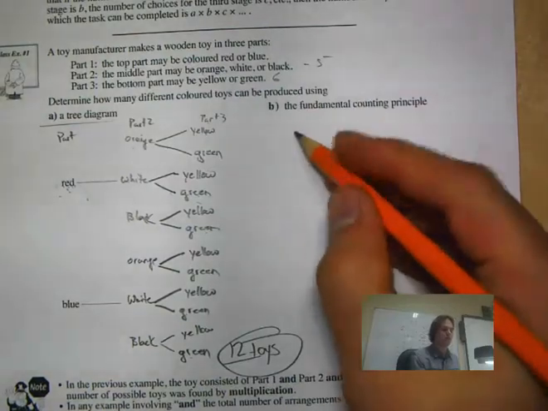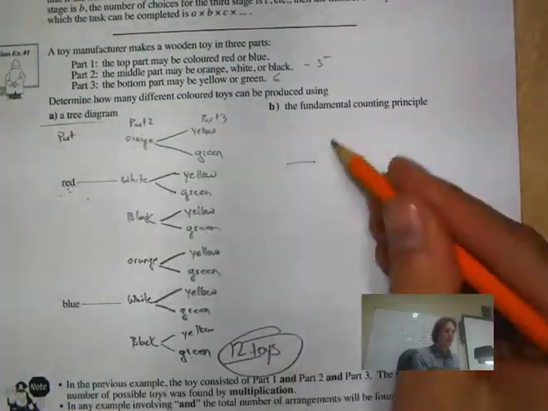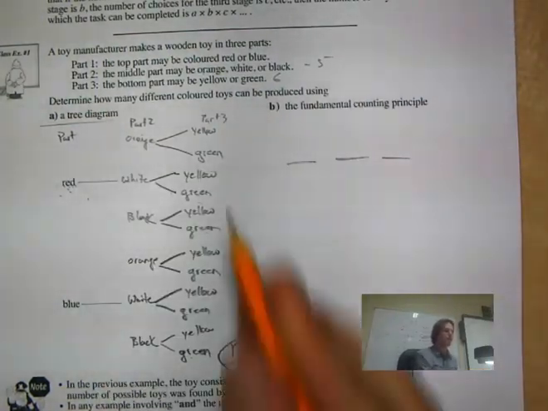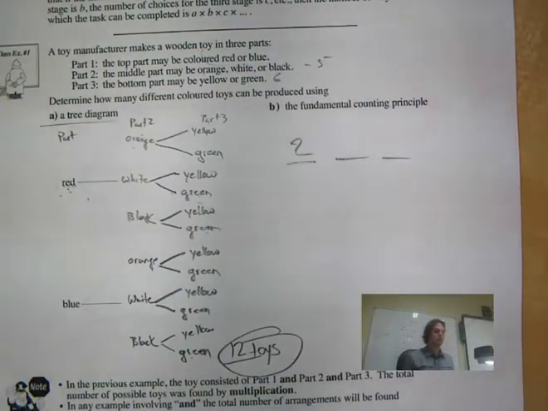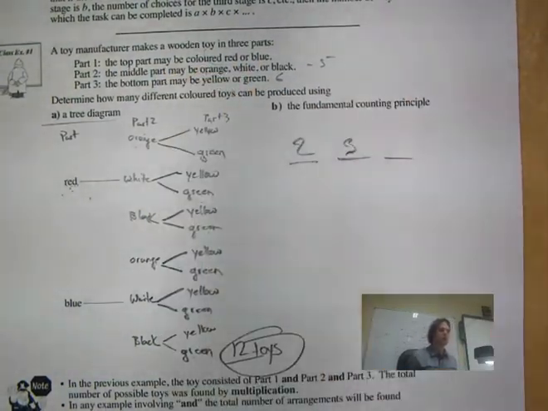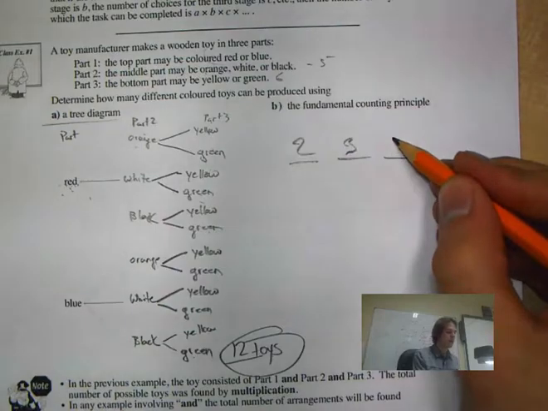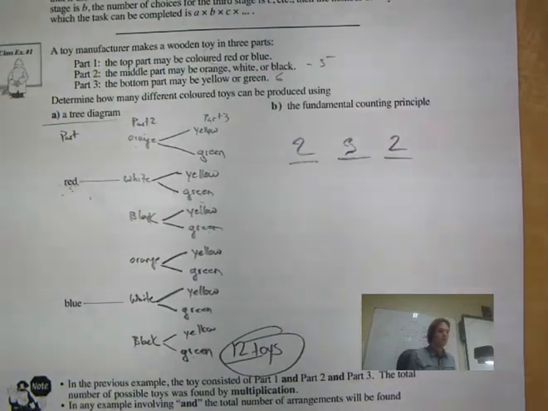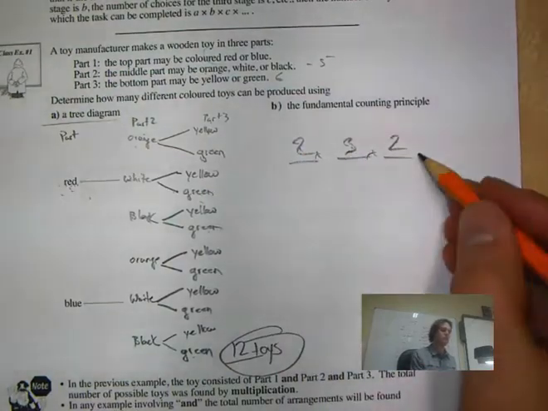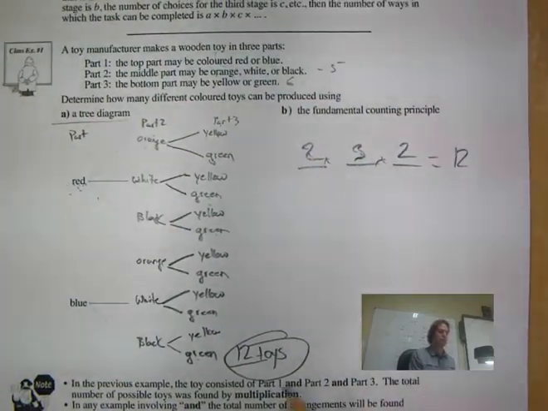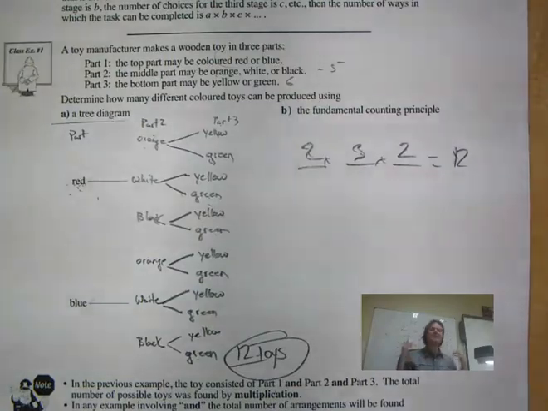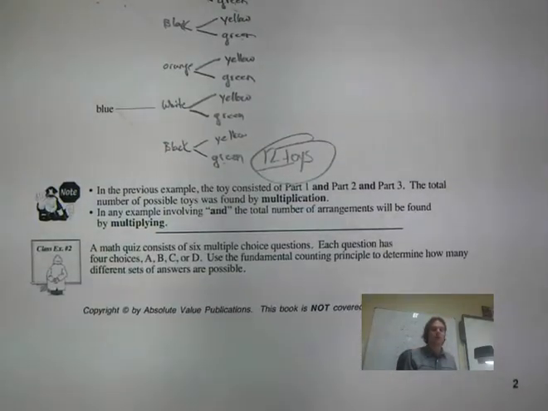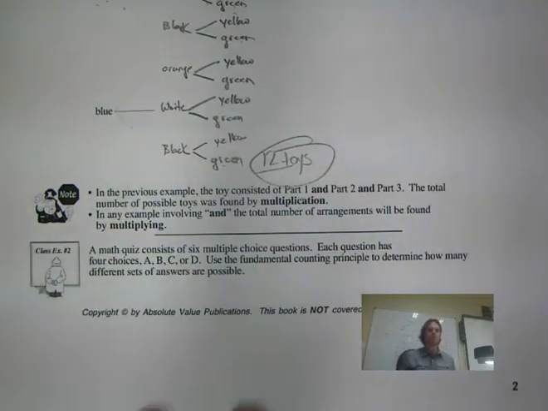All we have to do is, there are 3 parts, right? How many is in the first part? We have 2 colors for the first part. The second part, we have 3 colors. And the last part, we have 2 colors. So I multiply these together, which gives me 2 times 3 times 2, which is 12. So 12 toys, which is the same answer. That is the easier way of doing it. It's called the fundamental counting principle. Okay? So here's a first example to help us solve this.